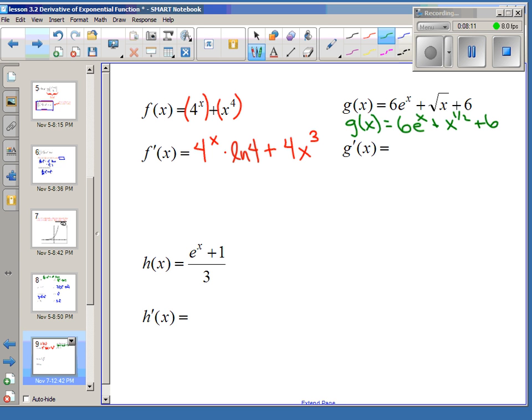So the derivative of 6e to the x, 6 is a constant, so we can pull that out, and the derivative of e to the x is just e to the x. So the derivative of 6e to the x is just 6e to the x.